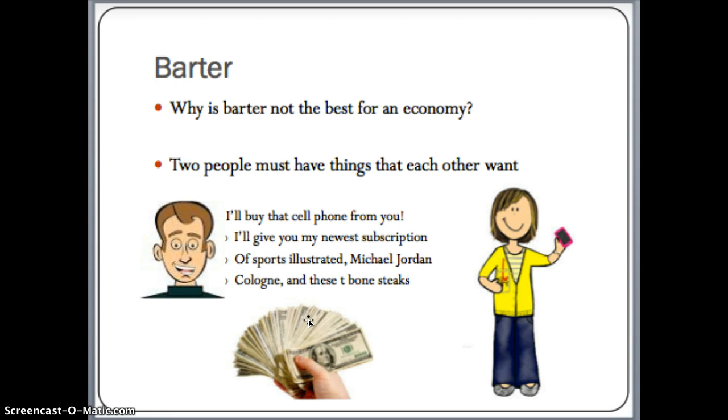and relive this situation with money. So again, this guy's trying to give away his Sports Illustrated magazine, his Michael Jordan cologne, and his T-bone steaks. She's not interested in any of those things. There is not a coincidence of wants on this side. Keep in mind he's trying to get this pink cell phone over here. If you put money in the equation, let's say she values this cell phone at $100. He values the cell phone at about $100. Rather than trying to trade these three items to her, he hands her one of these $100 bills.